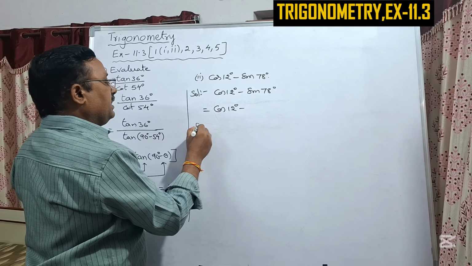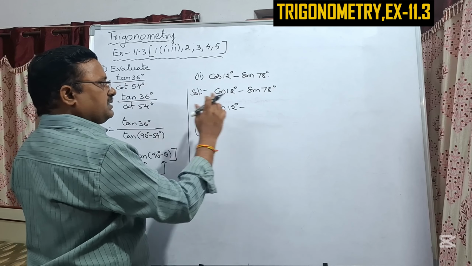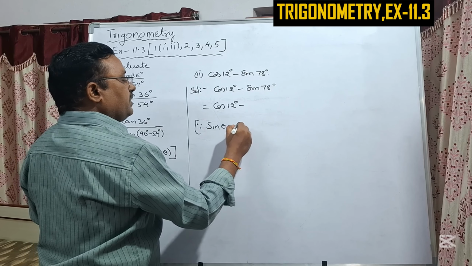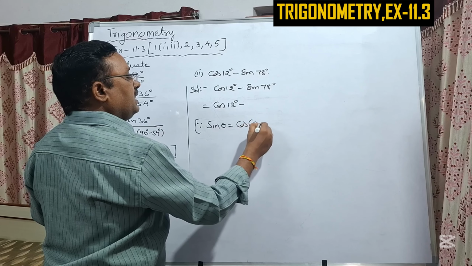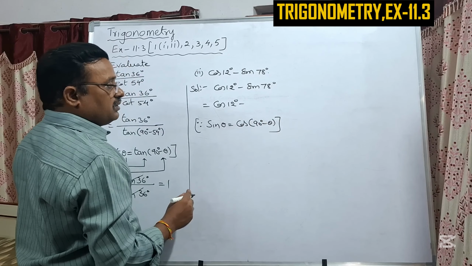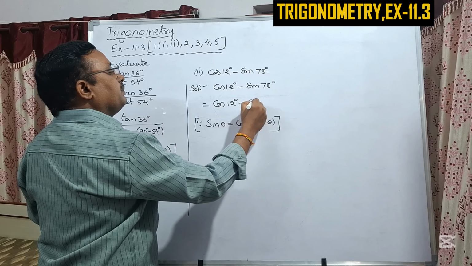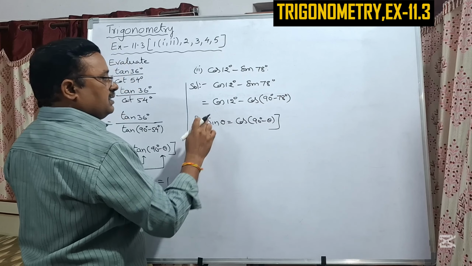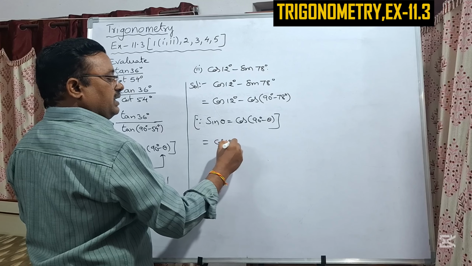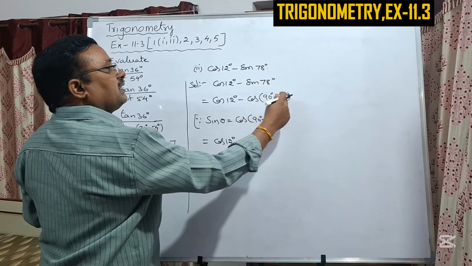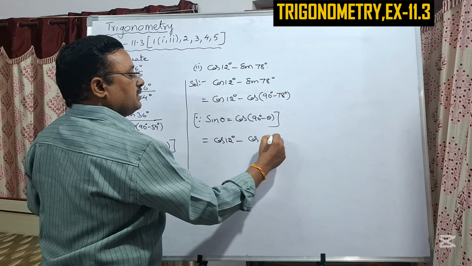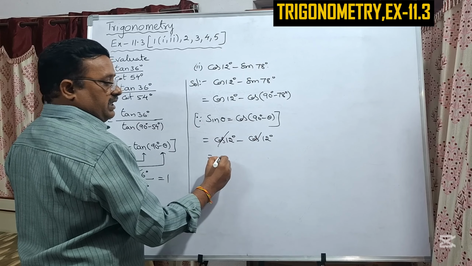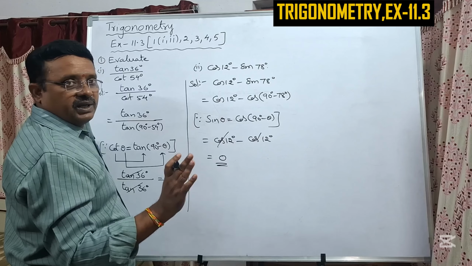So how can I apply it? Recall the formula, writing the formula is compulsory. It looks like sin theta is equal to the complementary function cos with complementary angle 90 degrees minus theta. Understood? So this will become the complementary function, with its complementary angle 90 minus 78 degrees. Got it? So write it as it is: cos 12 degrees minus this, which is also cos of 90 minus 78, meaning 12 degrees. So both the terms are the same, under subtraction they will get cancelled, therefore we will get the additive identity 0. That is the answer. Understood?